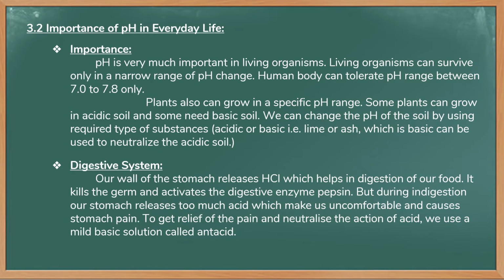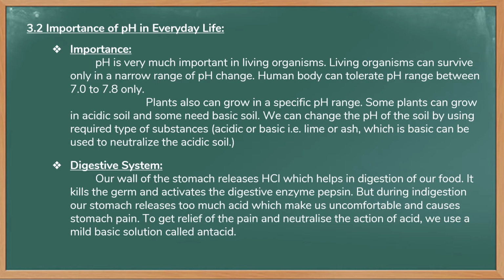Importance of pH in everyday life. pH is very much important in living organisms. Living organisms can survive only in a narrow range of pH change. The human body can tolerate a pH range between 7.0 to 7.8 only.